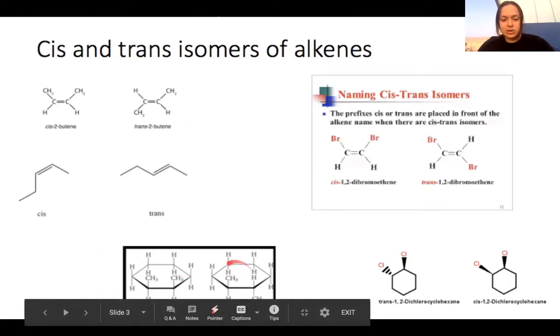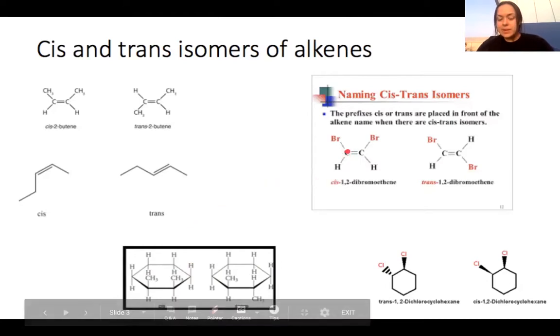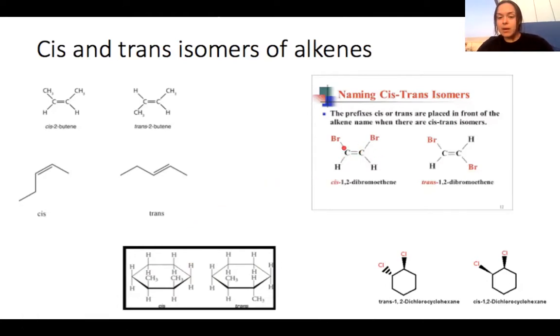And so this would be trans and this would be cis. If you have something like a halogen, they would take higher precedence than the methyl groups. So again, if you imagine a line here, these bromines are going to be the higher priority. So this is a cis isomer. This time the bromines are on opposite sides of this dashed line. So this is a trans.